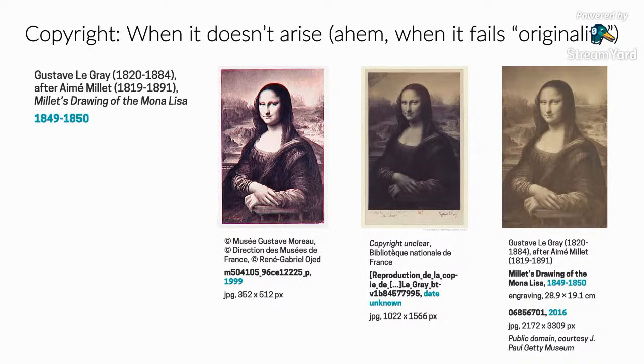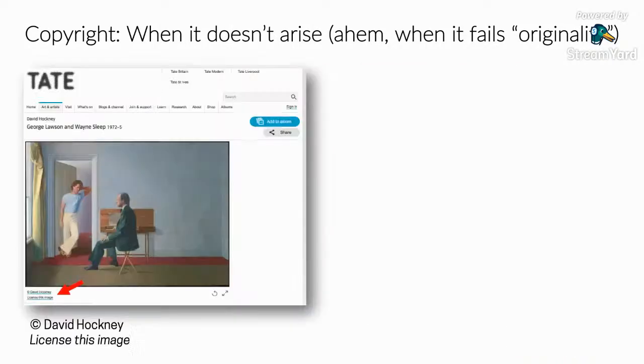So here we have three very different reproductions of the exact same work. It's Gustave Le Gray's engraving of the Mona Lisa after Aimé Millet's drawing, which has been digitized and made available by three different institutions, each of whom have come to different conclusions on the question of copyright.